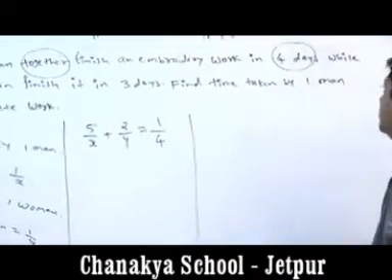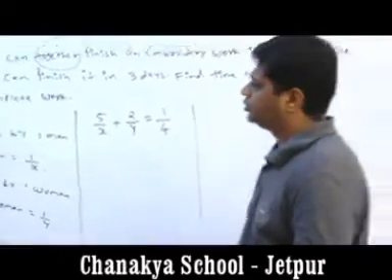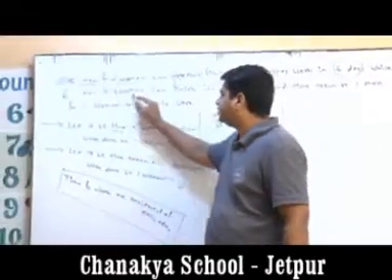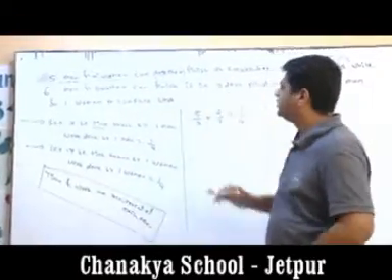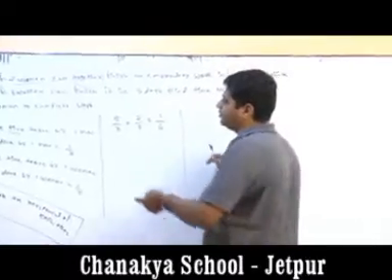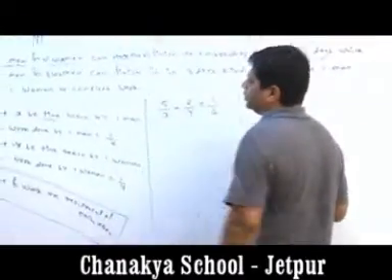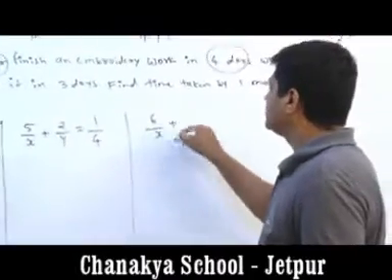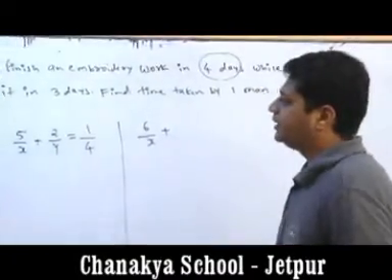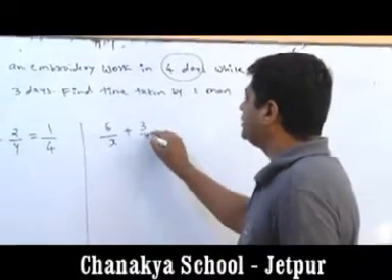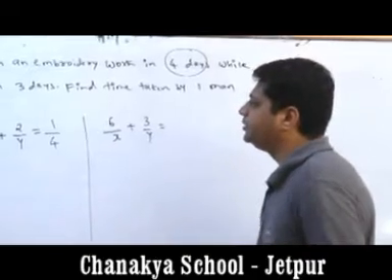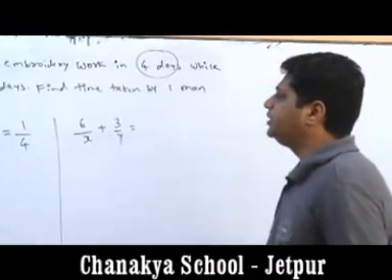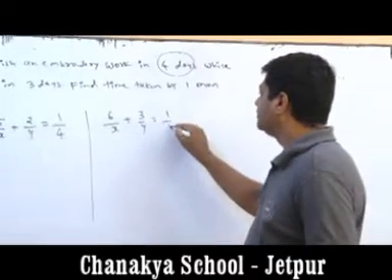Moving to the next part of your question, 6 men and 3 women can finish it in 3 days. Work done by 1 man is 1 by x, therefore work done by 6 men equals 6 by x, plus work done by 3 women, which is 3 by y, equal to, they complete in 3 days, and converting 3 days into work gives 1 by 3.